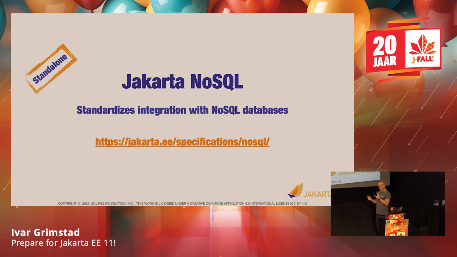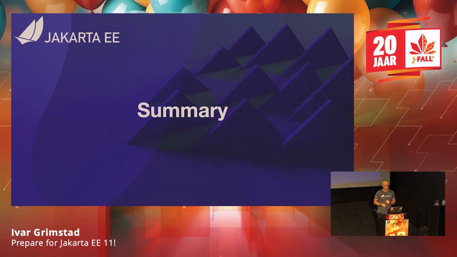Jakarta NoSQL is a potential prospective specification, but they don't have a TCK yet. So they have to do a final release with a release TCK, then they could be a prospective specification. So for Jakarta 11, I don't think they'll make it, so it will still be a standalone specification. But it's a very interesting one. It's standardized integration with NoSQL databases, the same way as Jakarta Persistence does with relational databases. So it's a cool specification out there. They have an implementation called Eclipse JNoSQL, and it looks fairly good. They also implement Jakarta Data, so you can use the repository pattern there.